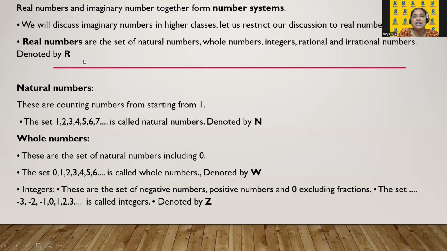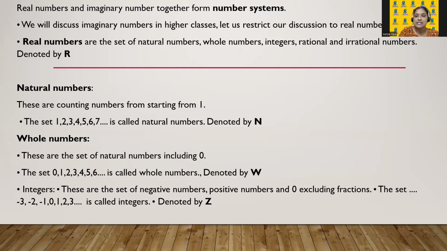Then what are real numbers? Nothing but the set of natural numbers, whole numbers, integers, rational and irrational numbers. You already know about natural numbers and whole numbers. And what are integers, rational and irrational numbers?